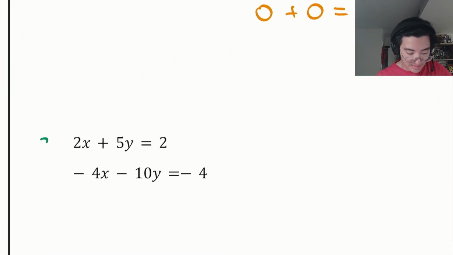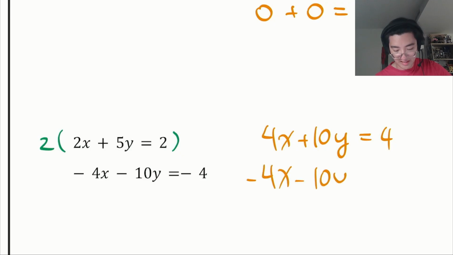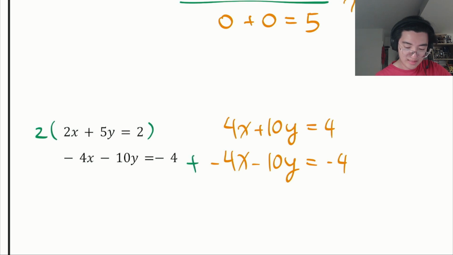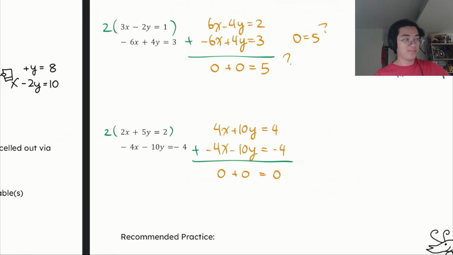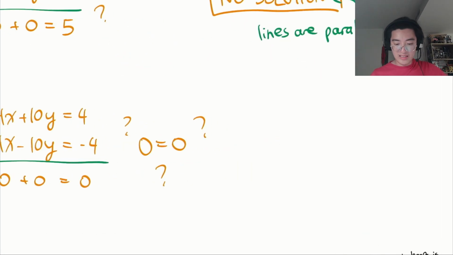Alright, let's try another suspicious example here. Alright, look at that. That looks way even worse, right? What is this? Alright, we can add them up. What is this? We got 0 here, right? 10y minus y, 10y, 0, 4 plus minus 4 is 0. So now we have 0 equals 0. What is this? That's even worse. If we get something like this, then that means we have infinite solutions.